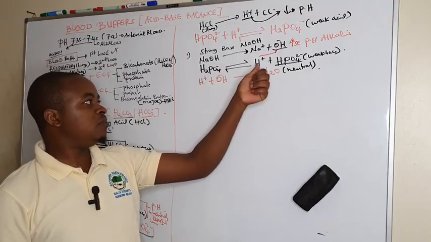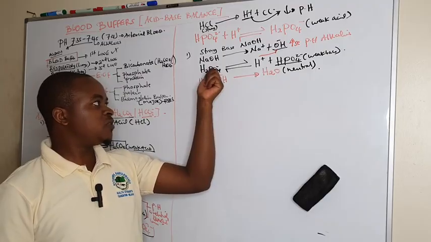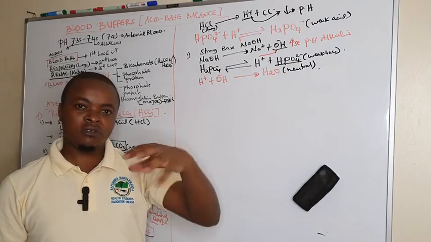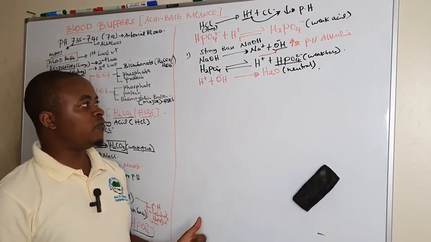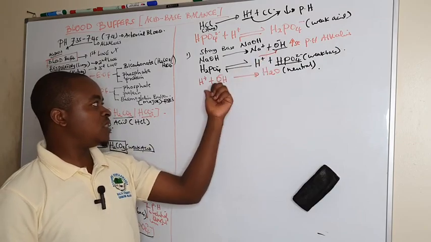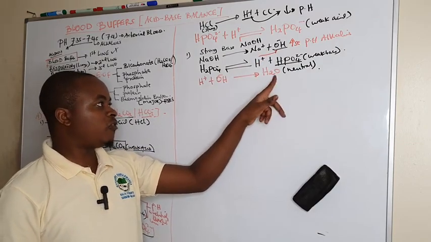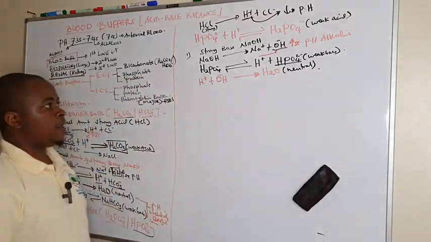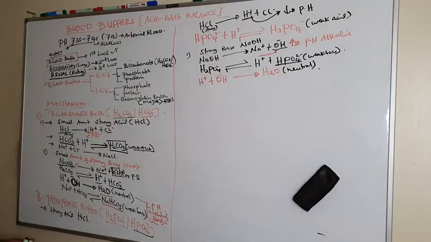they are buffered by the dihydrogen phosphate donating a proton, hence forming a weak base which will now keep the pH at a relatively constant level, and even the hydroxyl ions combine with the hydrogen ion to form water which is neutral, meaning it will not change the pH. That is the mechanism of action of a phosphate buffer in the body.